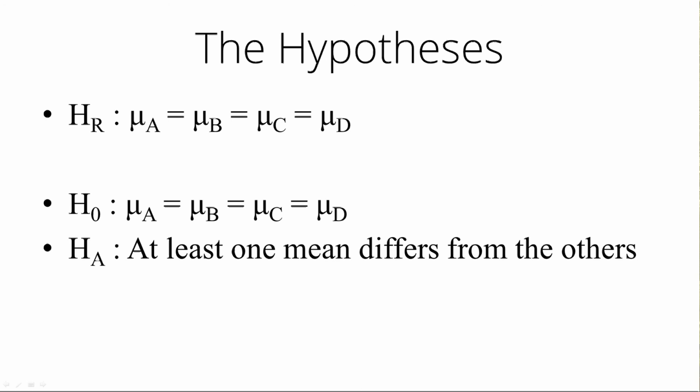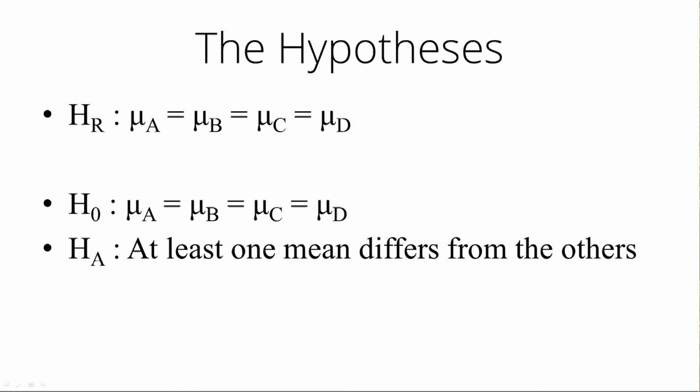Which brings us to the hypothesis. The research hypothesis almost always is that the average in Zone A is equal to the average in Zone B, is equal to the average in Zone C, is equal to the average in Zone D. Because it's got all those equals, that's also going to be the null hypothesis. The alternative hypothesis is that either mu A doesn't equal mu B, or mu A doesn't equal mu C, or mu A doesn't equal mu D, or mu B doesn't equal mu C, or mu B doesn't equal mu D, or mu C doesn't equal mu D. I think that was 6 possibilities. Or we could just write out at least one mean differs from the other.